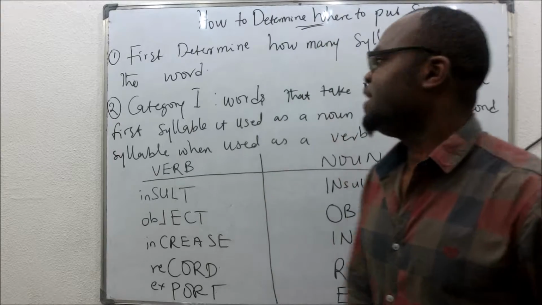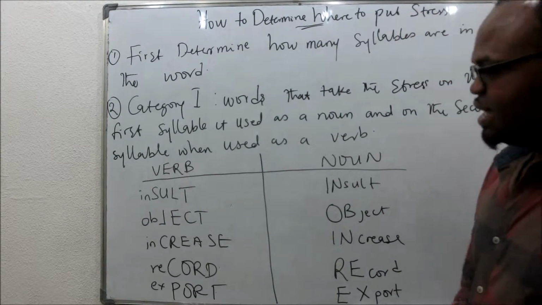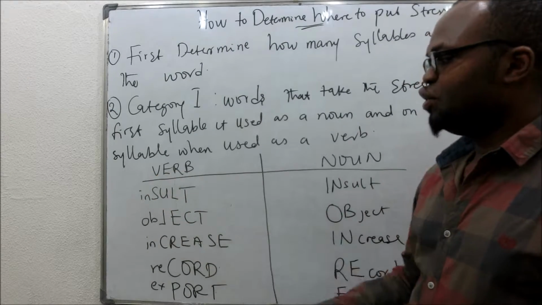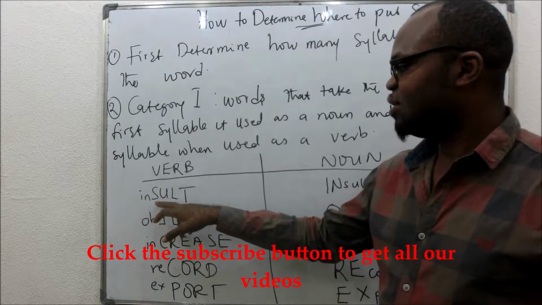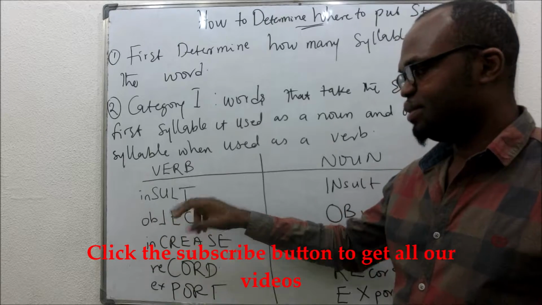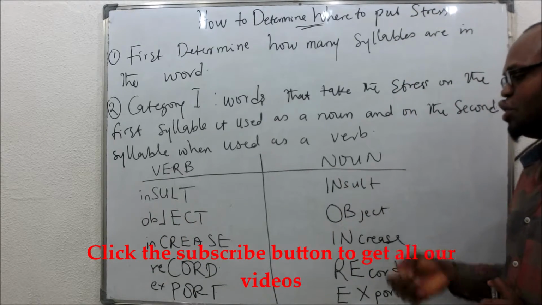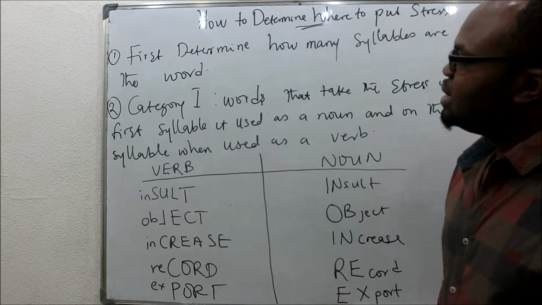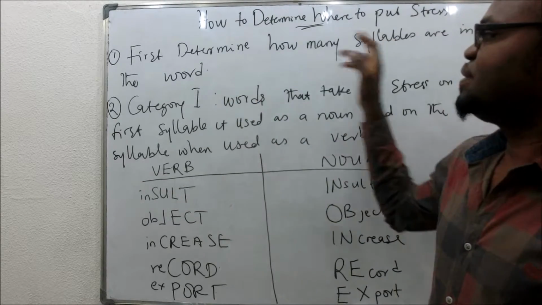Number one category here is that there are words that behave differently. When they come as verb, you put the stress in the second syllable. But when they come as noun, you put the stress in the first syllable. So first of all, determine how many syllables are in the word.